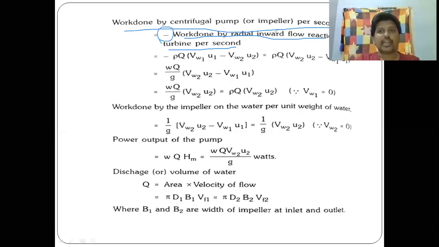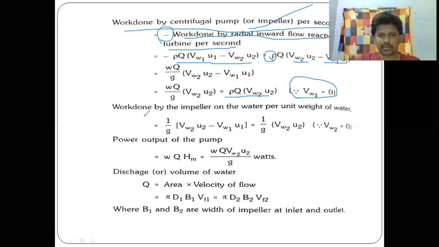So the work done with the radial inward flow reaction turbine is rho Q, VW1 U1 minus rho Q VW2 U2, multiplying with minus, and it will be VW2 U2 minus VW1 U1. And we know that rho can be written as W by G. So WQ by G, VW2 U2 minus VW1 U1. We already mentioned that whirl velocity at inlet is 0. So multiplying that, we have rho Q VW2 U2. This is work done by centrifugal pump per second.